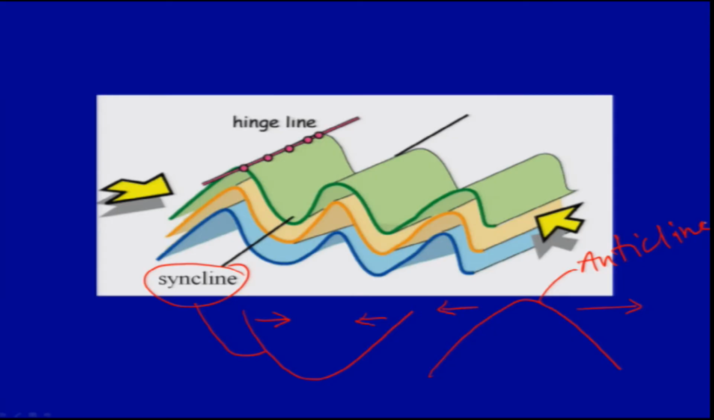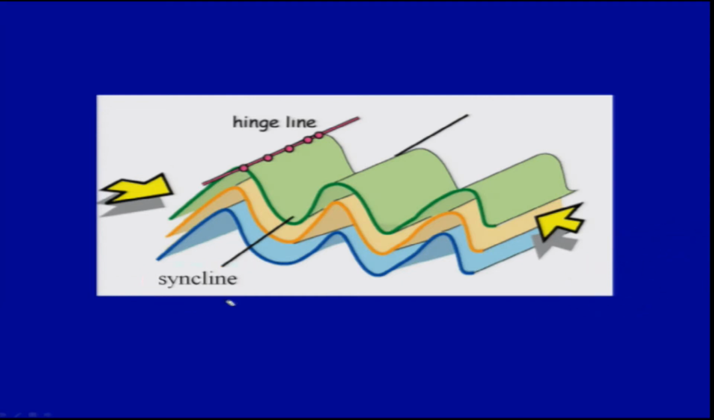So these are anticlines and these are synclines. Mostly in nature you will find that both are together, associated with each other. In the Himalayas, for example, you will find anticlines and synclines, which we call anticlinal and synclinal valleys. So these are the anticlines and these are the synclines.